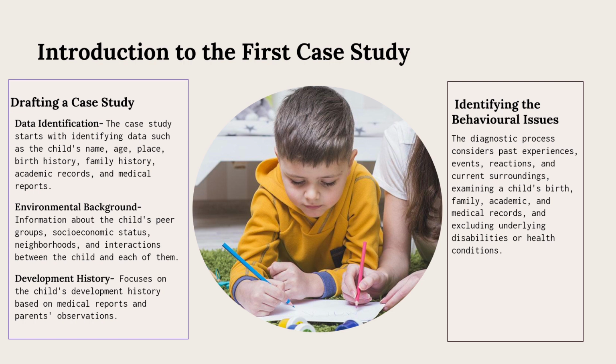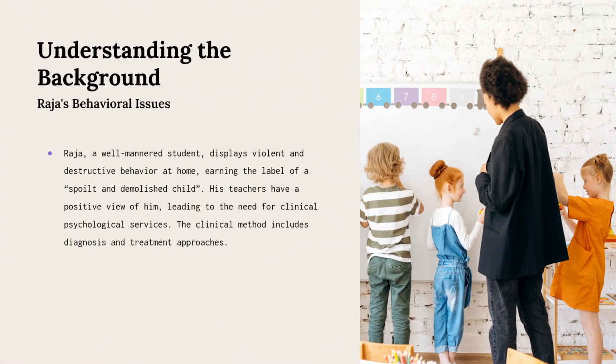Identifying the behavioral issues, what all issues he had, what all past experiences he has seen, diagnosing that. Understanding the background. It could include medical history, ruling out all the underlying conditions, family dynamics, exploring potential stressors and strained relationships. Could also include social environment, examining peer groups and neighborhood influence. The development history, understanding Raja's growth and untangling the web.